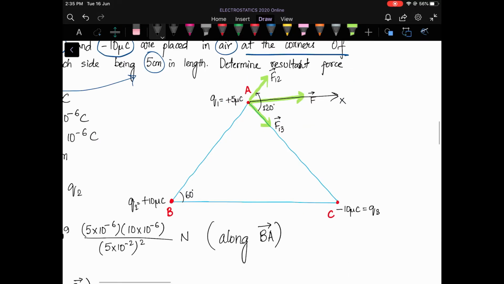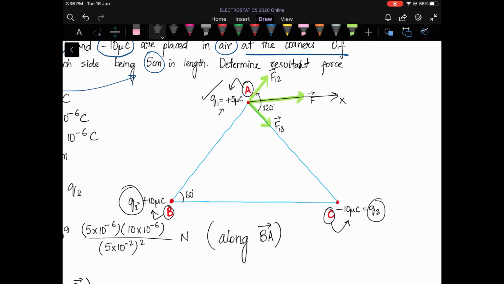When we draw the diagram, you can see we have a triangle A, B and C. The charge located at A is plus 5 microcoulombs, charge located at B is plus 10 microcoulombs, and charge located at C is minus 10 microcoulombs. Clearly, we have to find the force on this charge. Now, who's going to apply force on this charge? The remaining charges, and the remaining charges are your Q2 and your Q3.